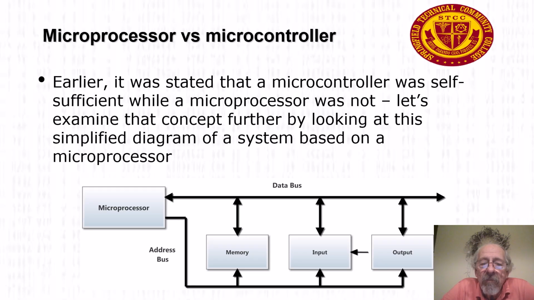Let's examine that concept further by looking at this simplified diagram of a system based on a microprocessor. You see the microprocessor on the left. There's a data bus. By the way, you might notice that some of the connections here are fat, thick. That's a data bus, and the data bus has connections to memory, input, and output. Then there's an address bus. It is also fat, which indicates numerous bits, and it goes to memory, input, and output.